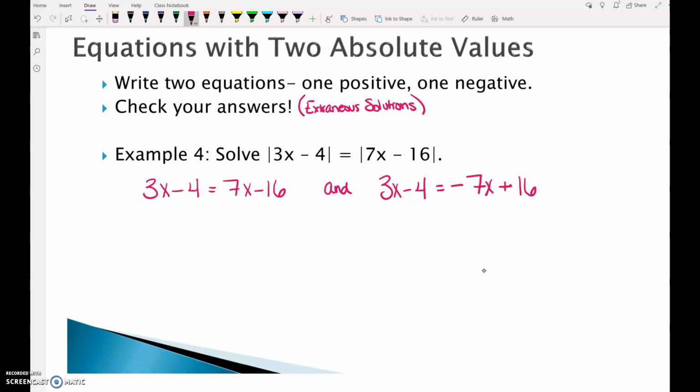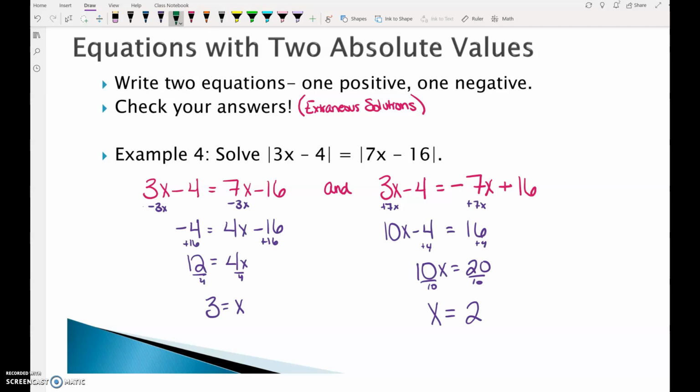Take a moment and solve both of those equations. If you're watching the video, pause the video and solve them. To check your solutions, you are going back to the original equation. Never check your solutions in the two equations that you wrote, because that's where the solution came from. It will definitely work in those. You have to go back to the original equation.